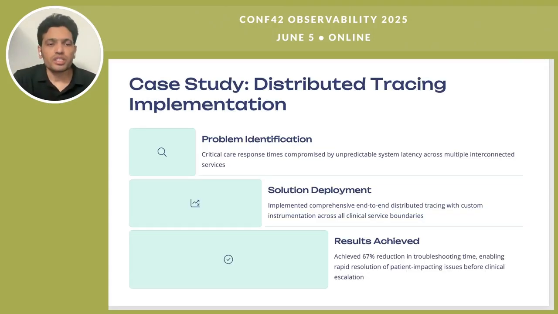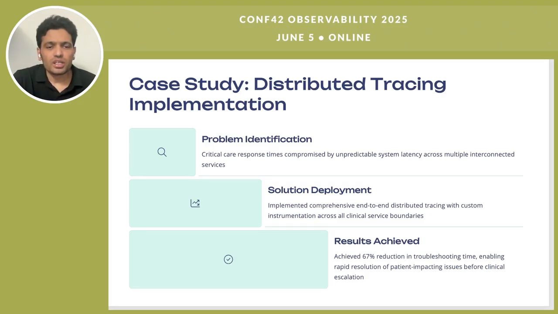In one critical care scenario, unpredictable system latency across interconnected services was slowing response times, putting patients at risk. To address this, we implemented end-to-end distributed tracing with custom instrumentation across all clinical service boundaries. As a result, we saw a 67% reduction in troubleshooting time, allowing us to resolve issues before they escalated to clinical disruptions. This means faster, safer care delivery. This graph shows the drop in troubleshooting time post implementation. This case study shows how observability directly improves patient outcomes.